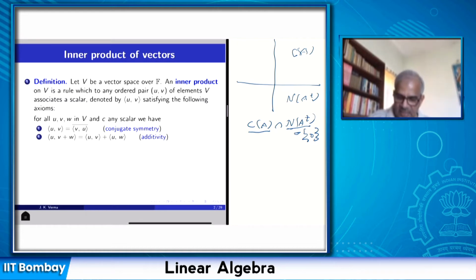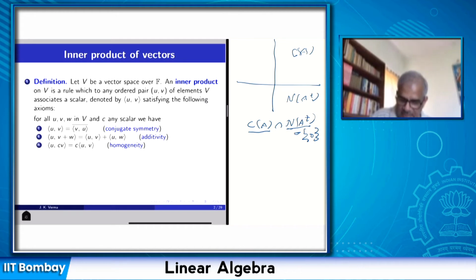Then the inner product is linear in every component. The inner product of u with v plus w is the inner product of u with v plus the inner product of u with w. And if you use the first axiom, it will imply that it is also linear in the first component. So it is a bilinear operation. It is linear in every component. When you add vectors, addition of vectors is respected by the inner product. This is called additivity. Then for scalars, there are two rules.